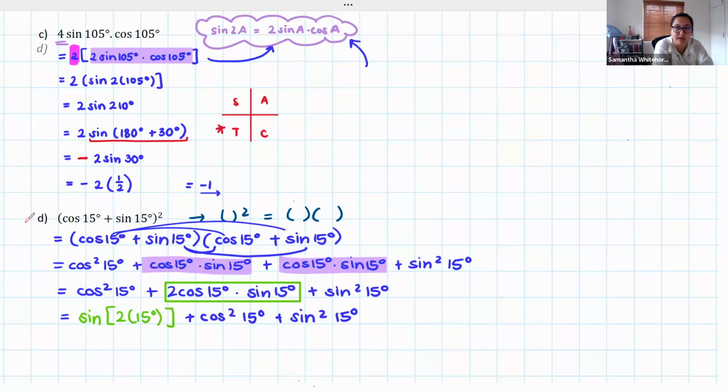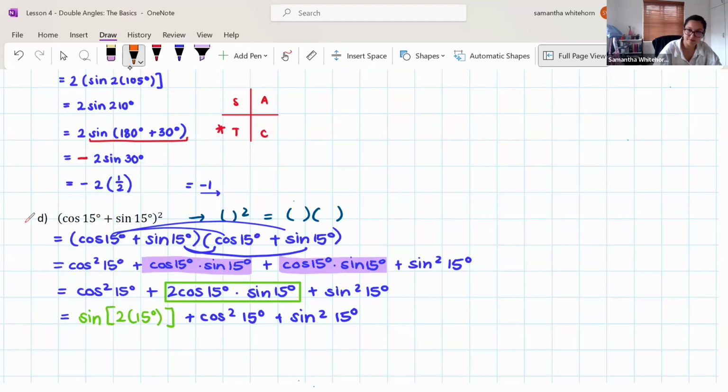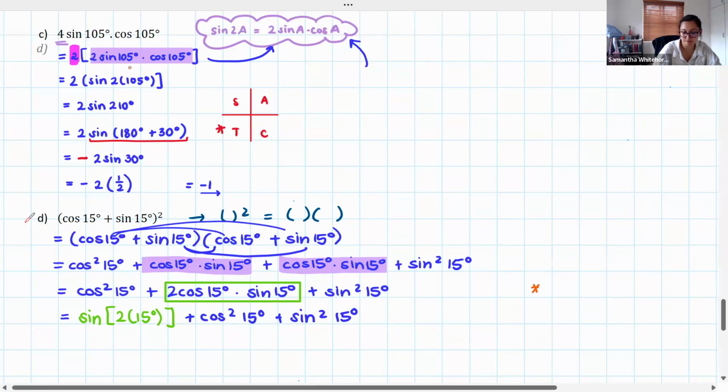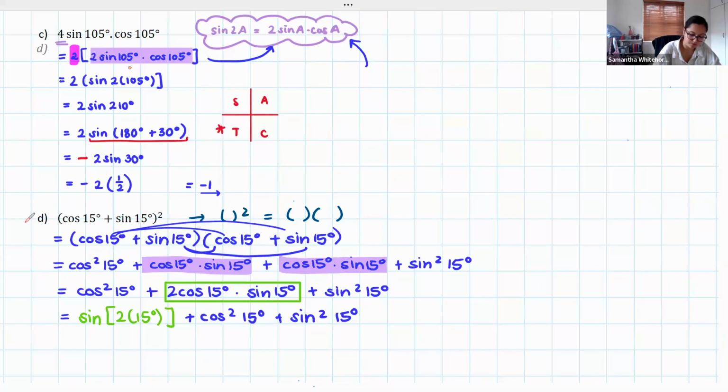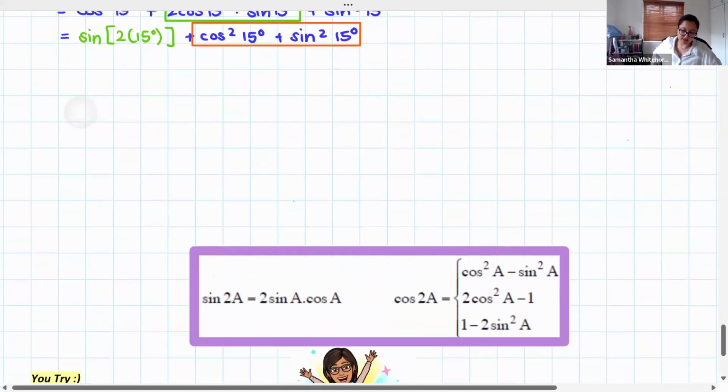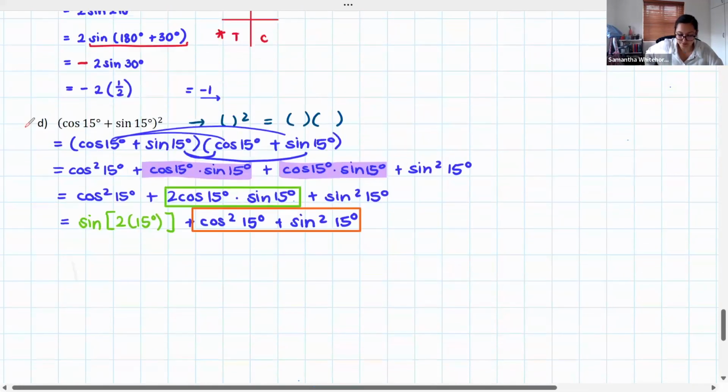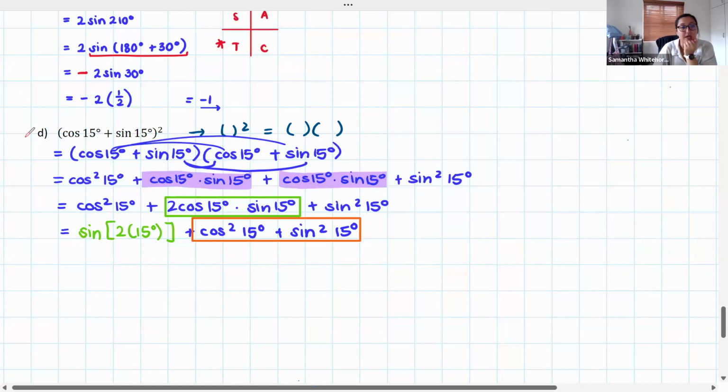Think back to the other identities that you already know. So just remember your identity is cos squared A minus sin squared A. But we do have an identity, and I like where we're thinking about identities.